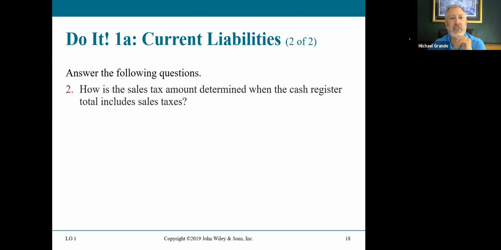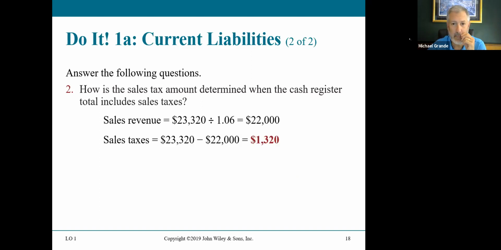Answer the following questions. How is the sales tax amount determined when the cash register total includes sales tax? The total collected divided by 100 plus the sales tax rate. Therefore, the sales tax is $1,320.